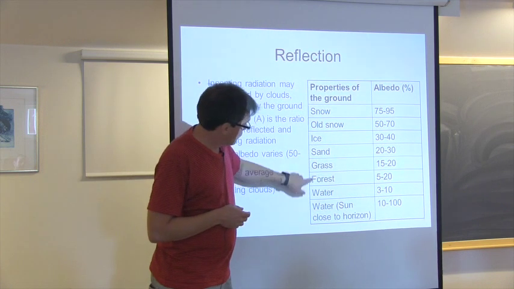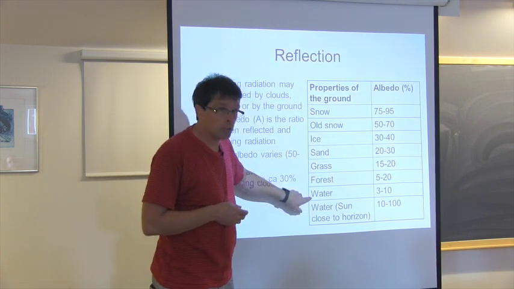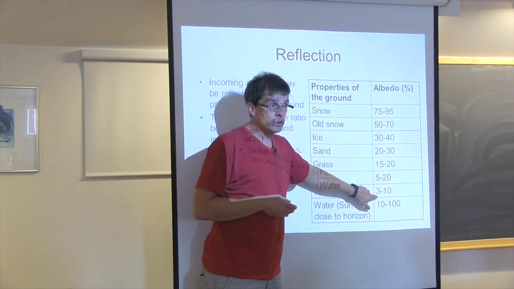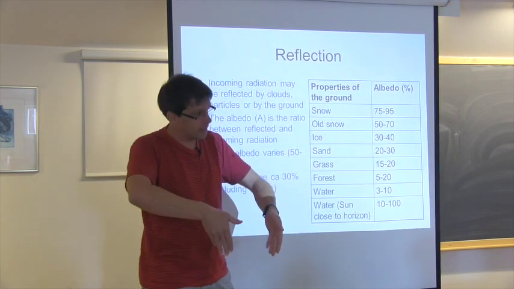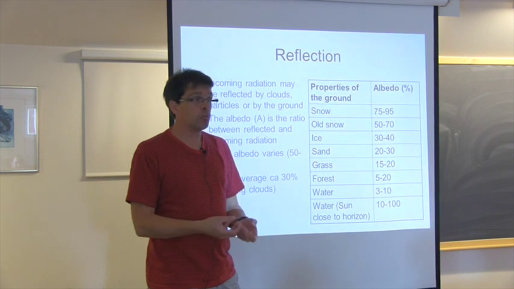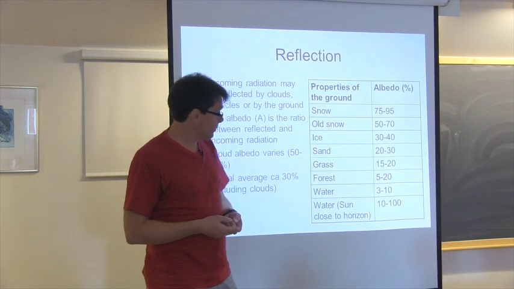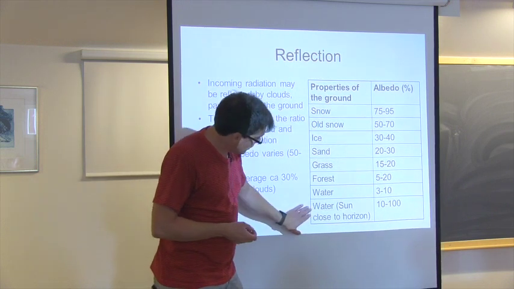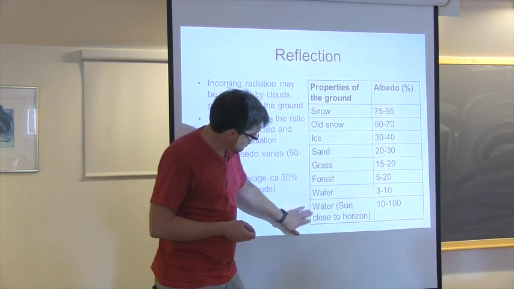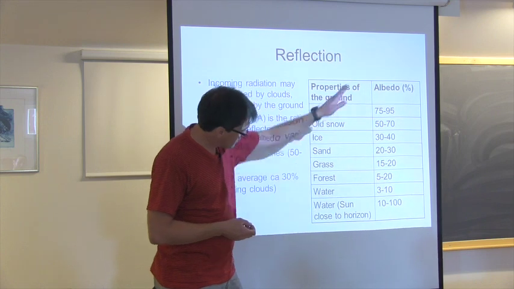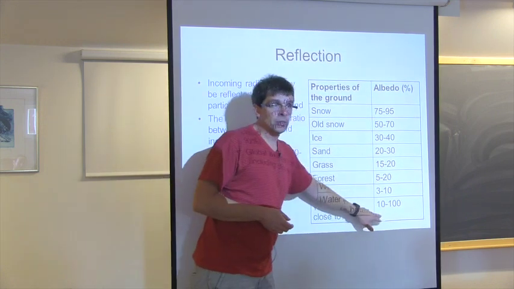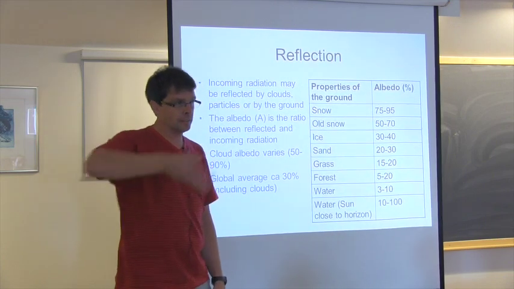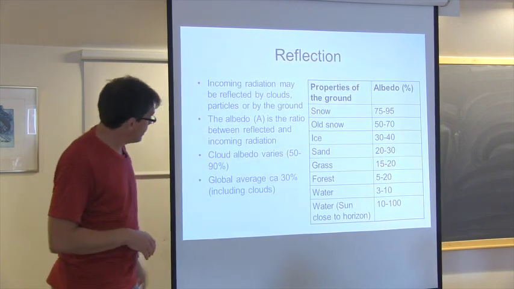While darker surfaces have much, much lower albedo, and the oceans especially, you can see that the albedo is very, very low. So most of the solar radiation that hits the ocean is really absorbed by the sea surface and the water in the oceans. If the sun is very low, close to the horizon, then of course the albedo gets higher, and that you all know from having watched the sea at sunset. You can see the glittering from the sea, etc.